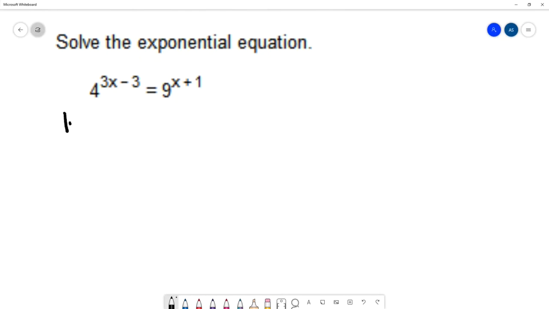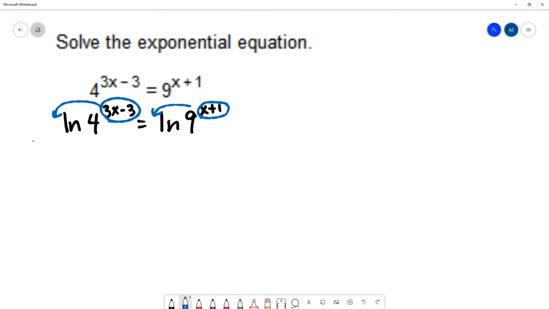So we'll do natural log on the left and natural log on the right. And once we introduce the logs, we can use our log properties. The property that we're going to use is the power rule for logarithms. We're going to move this power into the coefficient. We'll have 3x minus 3 times natural log of 4 equals x plus 1 times natural log of 9. And then we'll use the distributive property to get rid of these parentheses.